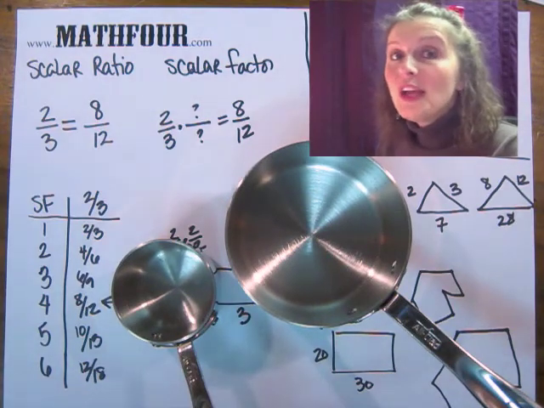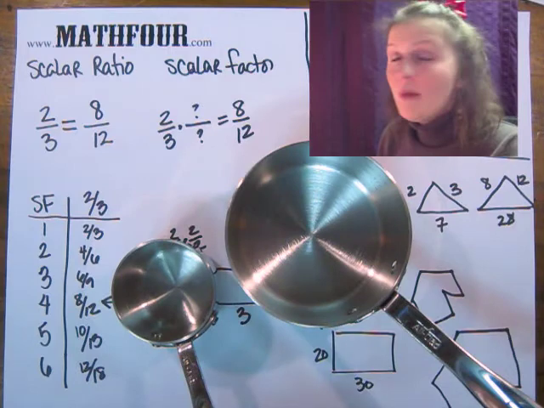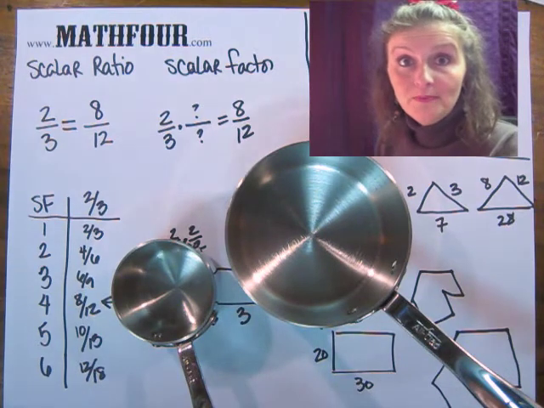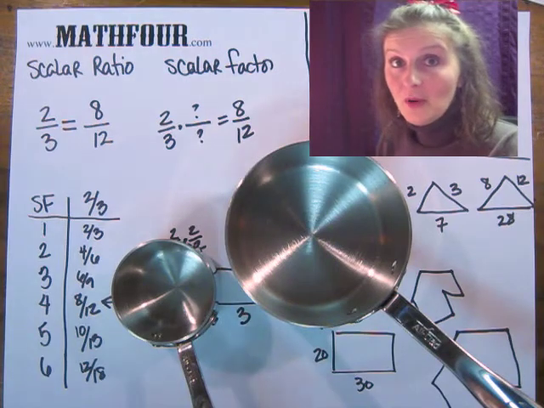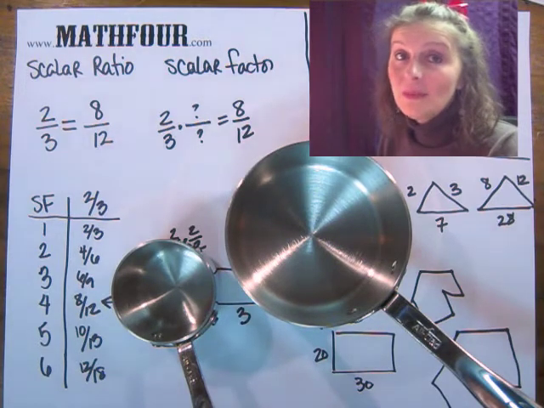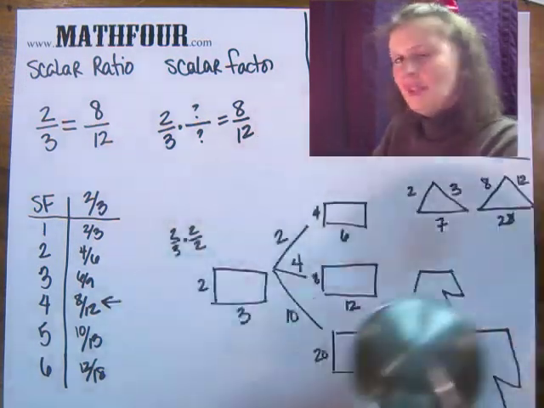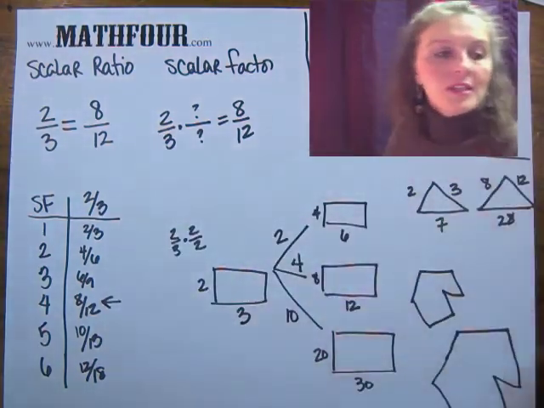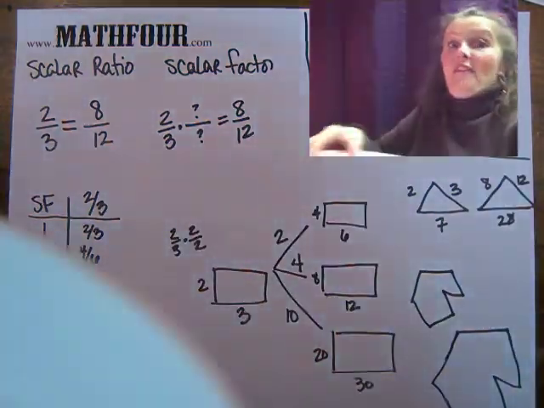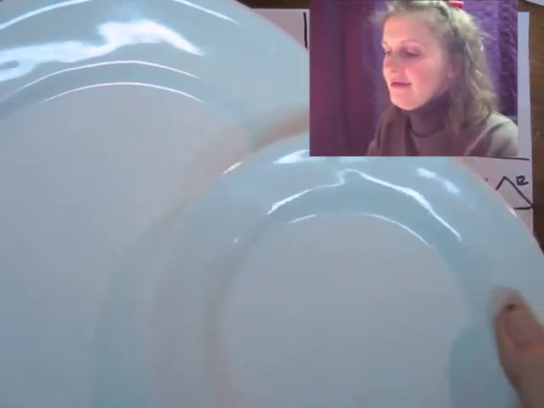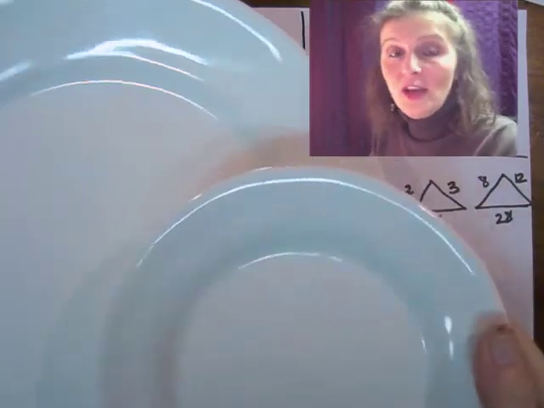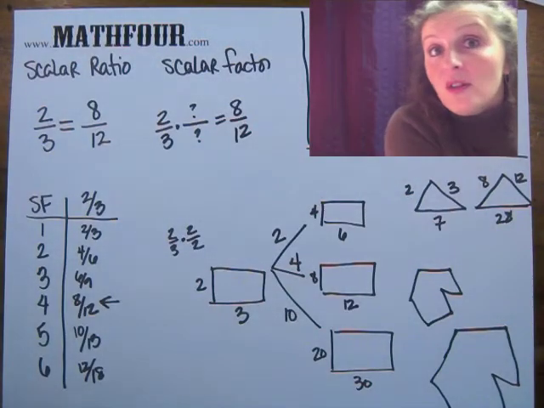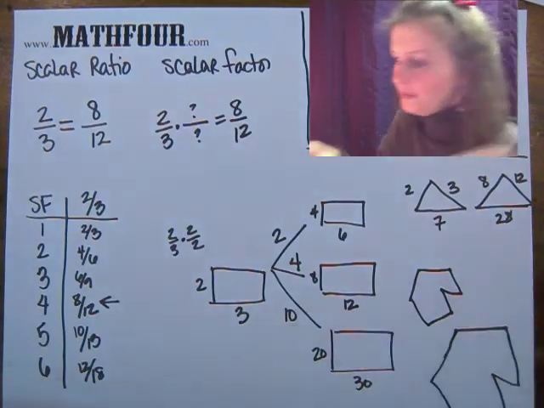Now, when you get to scale model volume or area, that's where it gets really interesting. So keep your eyes peeled because something's going to be different. We'll talk a little bit more about that at some other point. Here's another one I found in my kitchen. Plates. I have the teeny weeny bread plate and I have the big old monster dinner plate. So that's another way you can talk about scale models or scale factors.